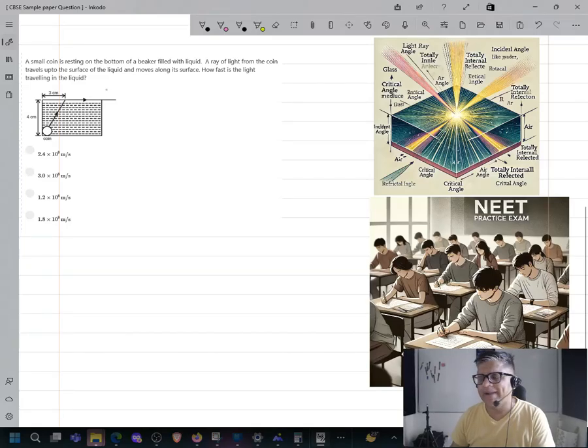A NEET practice question, and as you can see, there is a diagram. In certain NEET questions you will get a diagram, and it's important that you're able to decipher the information that is coming out of the diagram.